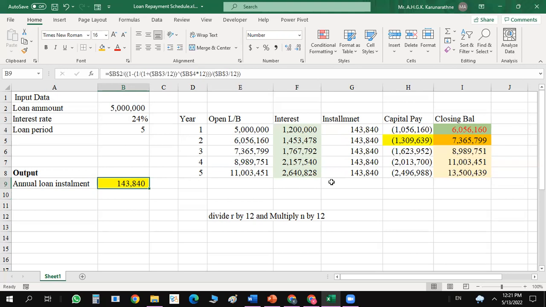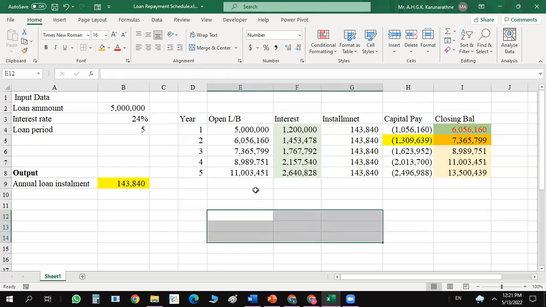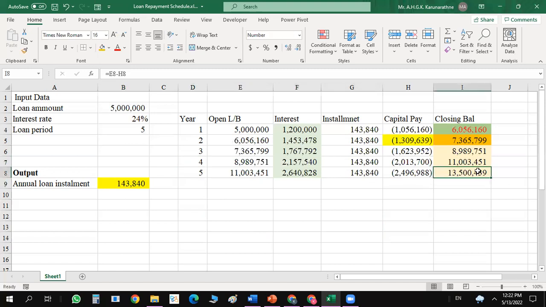For 5 years on a monthly basis, we will have to go for 60 installments. Depending on it, here indicating the balance loan. One minute. Yeah, that's a problem, right?